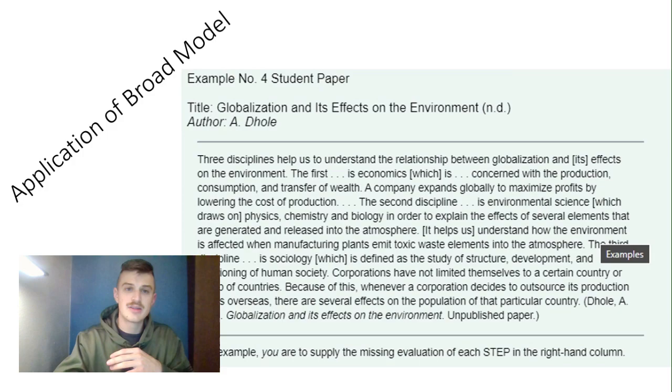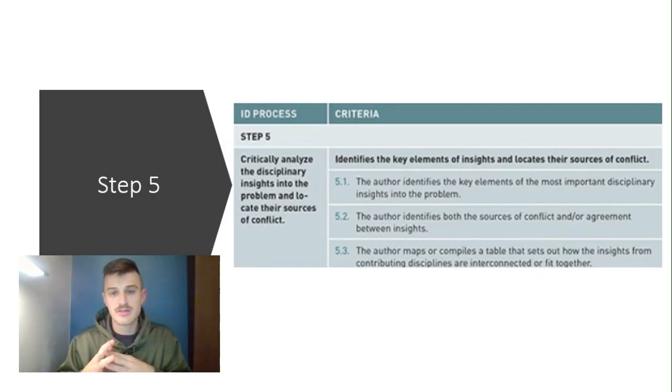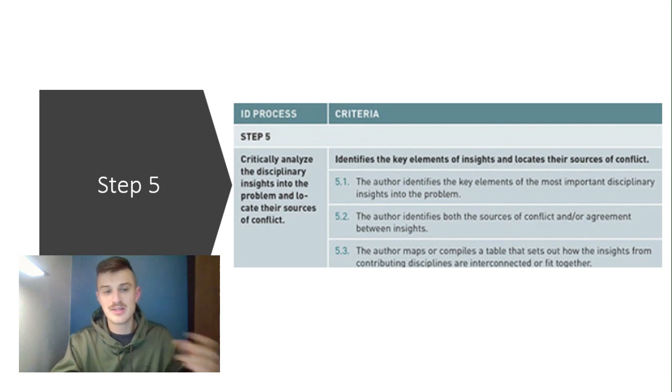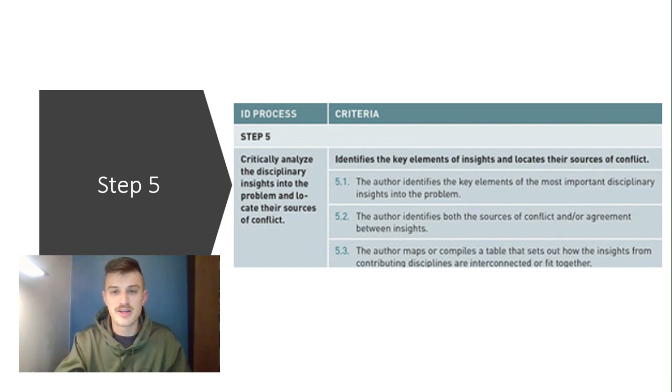So let's move on to the fifth and sixth steps. The fifth step in the broad model is to critically analyze the interdisciplinary insights into the problem and locate their sources of conflict. So this is going to be very important in proceeding and establishing a thesis. I still like to call it a thesis because you're really just preparing yourself and your team to be successful.